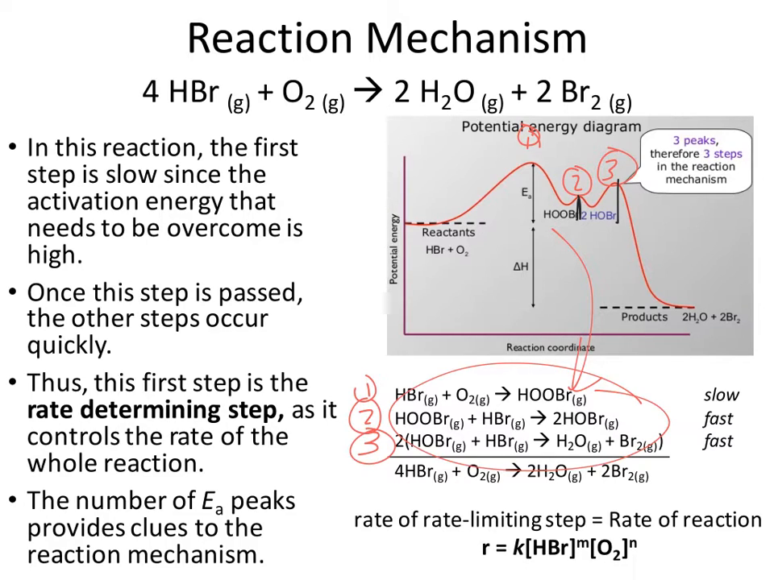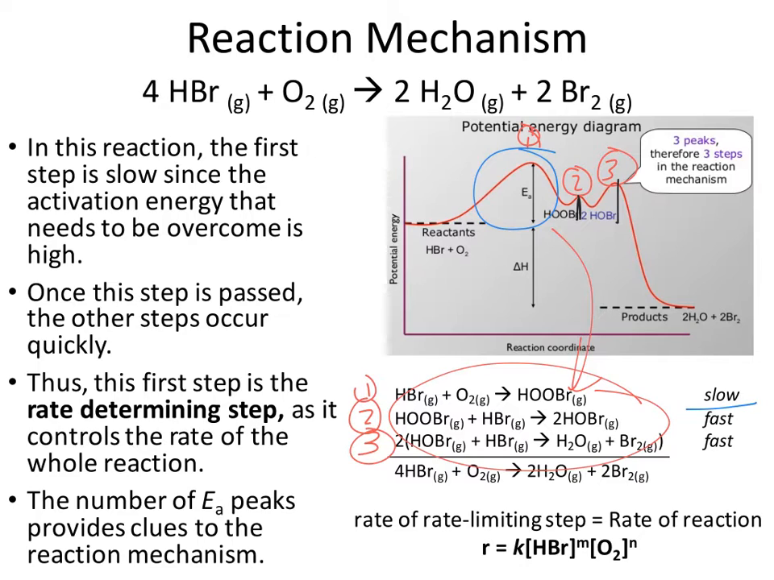It has to be able to have those particles hit in the correct orientation with enough kinetic energy to overcome that activation energy. The higher the activation energy, the lower the probability that that will actually happen. And so in this case, because we have a higher activation energy, this one over here is going to be our slowest step. Because it's the slowest step, we call it our rate determining step, and therefore it is also representative of the entire rate of the reaction.